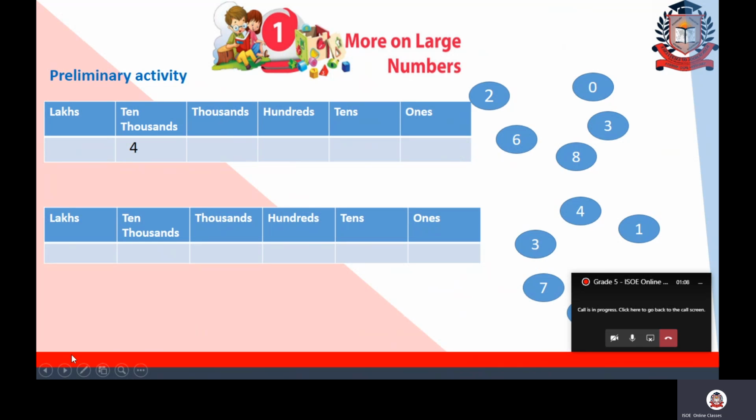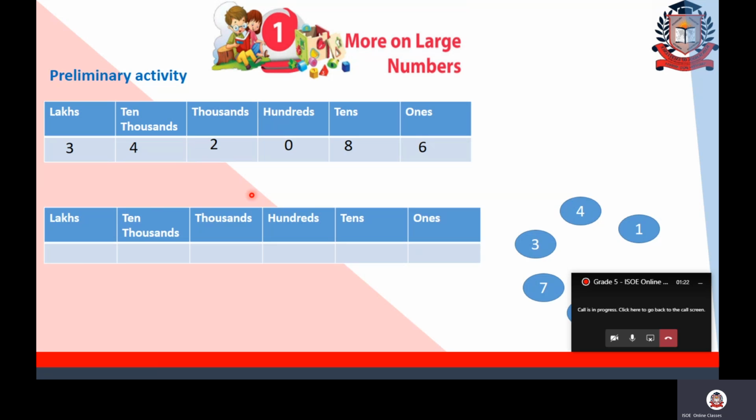See, I am putting 4 in 10,000's place. Next, 0 in hundreds place, 8 in tens place, 2 in thousands place, 6 in ones place, and then 3 in lakhs place. What is the number formed by this arrangement? Tell me, children, how do I read this number?